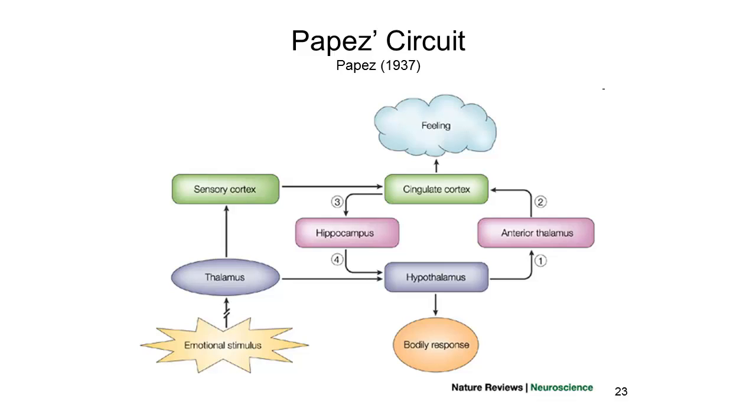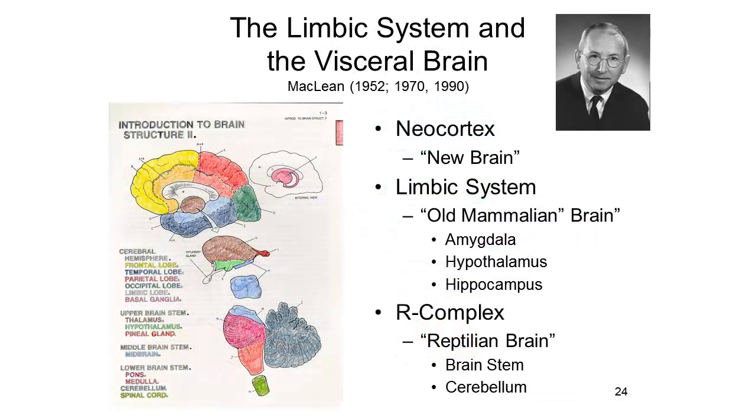Papez's circuit then consists of a number of structures: the hypothalamus, the hippocampus, the thalamus, the cingulate cortex, all of which are involved in generating the subjective feeling of emotion and the bodily expression of that emotional state. Later, MacLean found a place for emotion in his triune theory of brain organization.